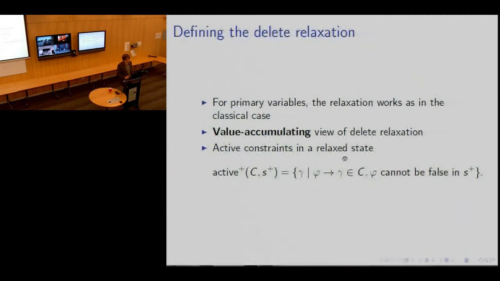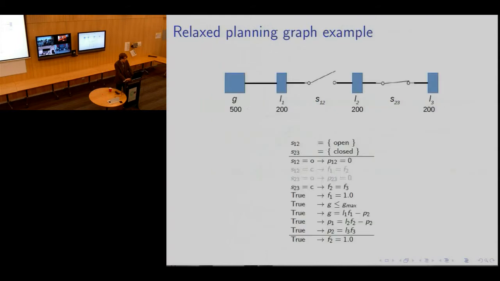For some sort of constraint of this form phi implies gamma, if the trigger cannot evaluate to false in a given relaxed state, we say that it's active in this relaxed state. I think this is best explained through an example. So again, we have this same power network and this same set of constraints.